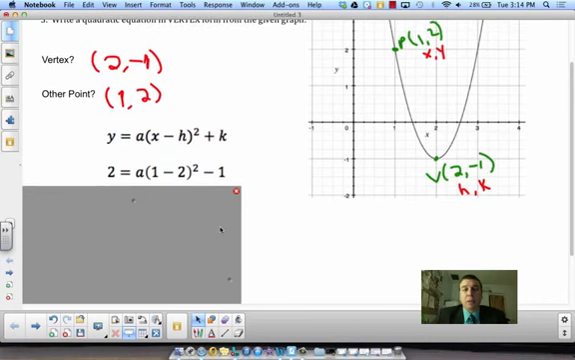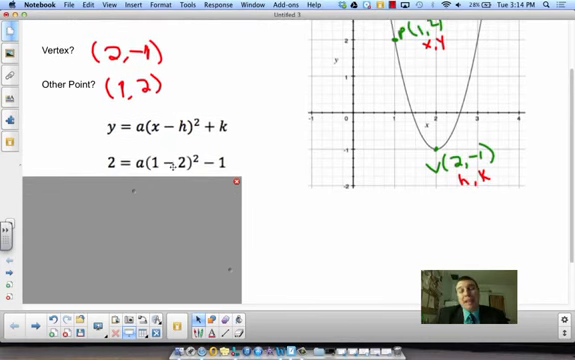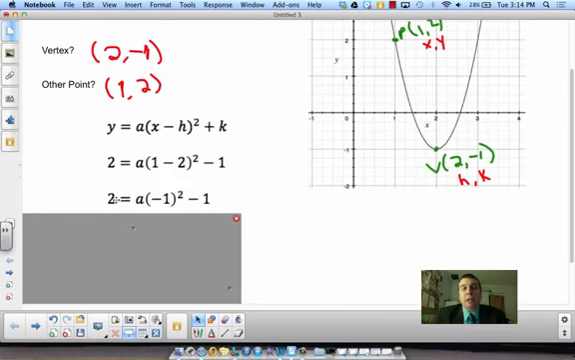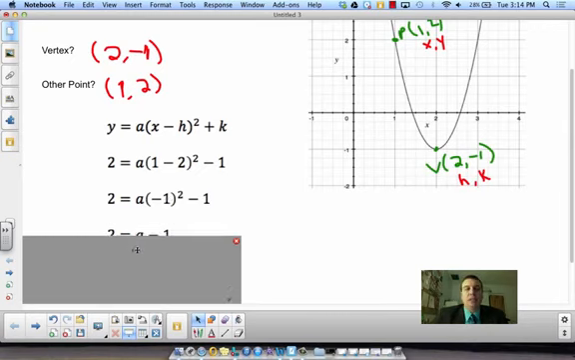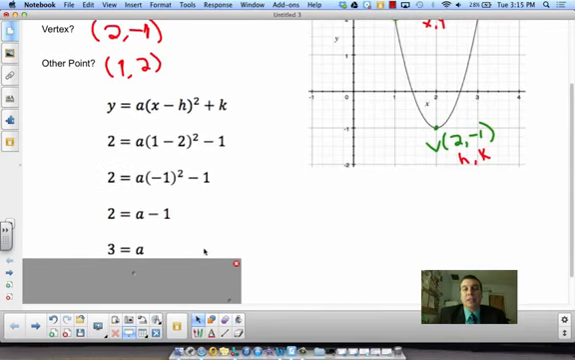So I'll scroll up a little bit here. 1 minus 2, well, that's going to be -1. So now I've got the equation here, made the adjustment. I have to take -1 and square it. So that's going to be 1. Well, what's 1 times a? It's just going to be a. Now I've got to get a completely by itself, so therefore I need to add 1 to both sides. I get that a is 3.